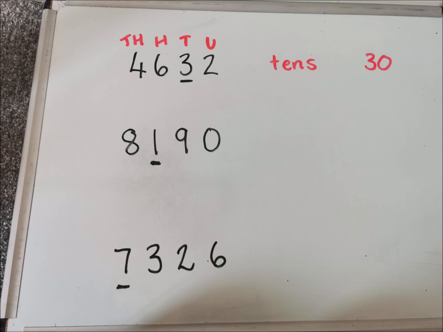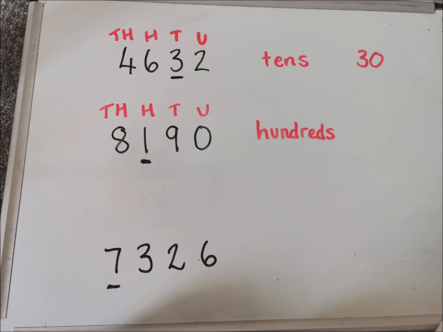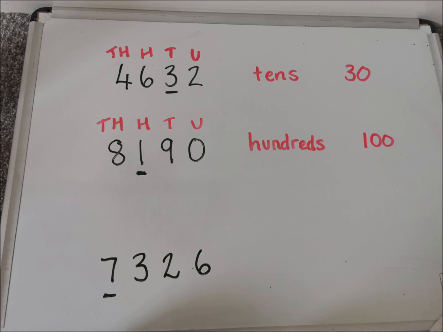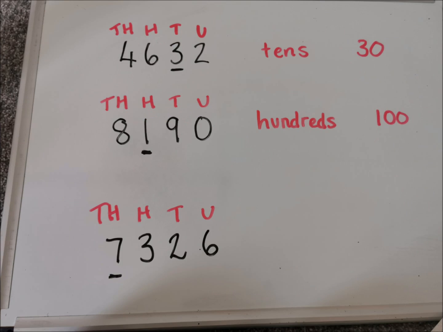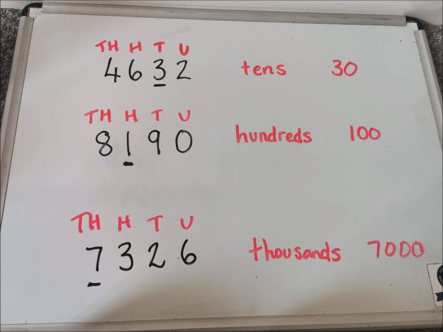Let's have a look at the next one. We've got 8,190. The 1 is underlined. What column is it in? It's in the hundreds column, so that means it is worth 100. Last one at the bottom there, 7,326. The 7 is underlined. It's in the thousands column, so it is worth 7,000. So hopefully that's just taken that to that next level, or hopefully that's been a bit of revision.